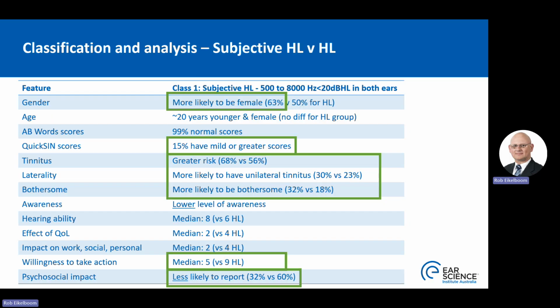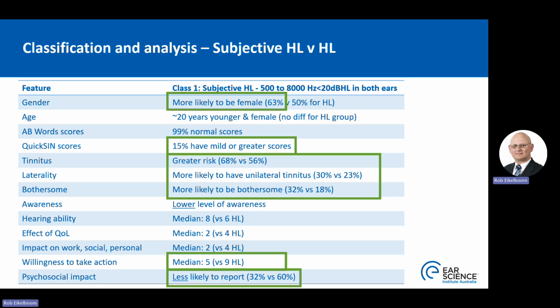Onto the results. Those who had subjective hearing loss were more likely to be female. There were still 15% of those with normal hearing who had speech in noise scores which were not normal. They were more likely than those with hearing loss to have tinnitus, lateral tinnitus in only one ear, and for it to be bothersome. They weren't as willing to take action, but they were still mid-range with a score of 5.